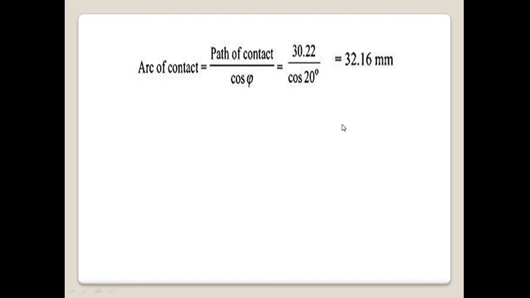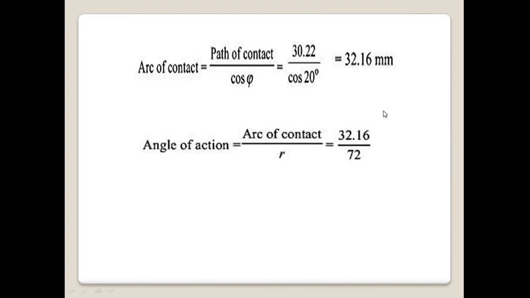This is nothing but the arc of contact. Now next we are going to find out the angle of action. The formula for the angle of action, we already stated in the derivation and description. So what is the formula to find out the angle of action? The angle of action is nothing but the arc of contact divided by small r.